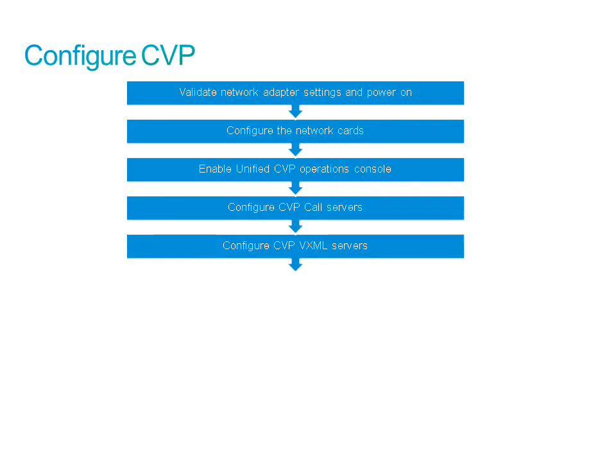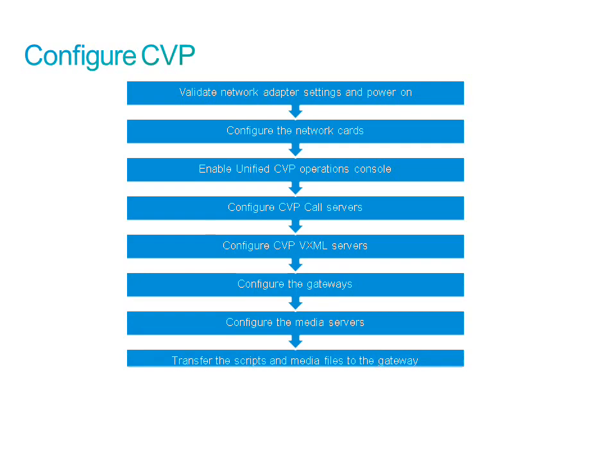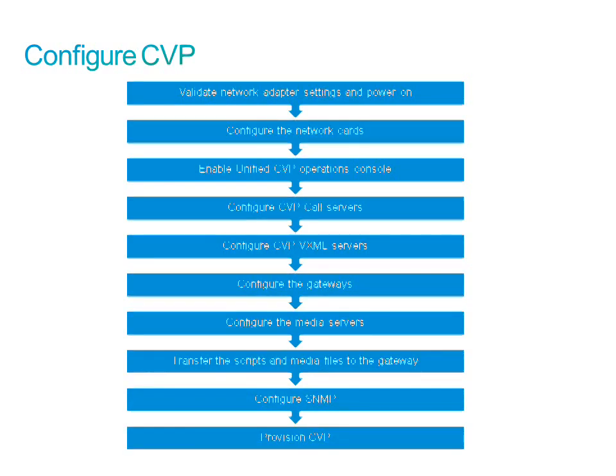Now, using the CVP Operations Console, configure the gateway and media server. Next, you will need to transfer the scripts and media files. This is done by using the CVP Operations Console. Now configure SNMP by defining community strings and notification devices. The final step is to provision CVP by configuring a SIP server group and the dialed number pattern.